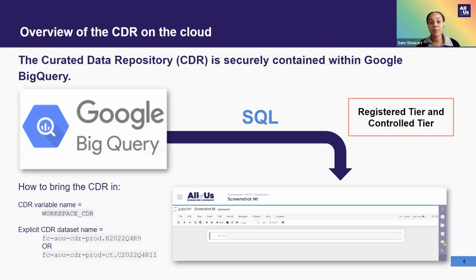The All of Us data I mentioned on the last slide is stored in a secure cloud-based platform via Google Cloud Platform. We call this data the CDR, or the Curated Data Repository, and it is stored within Google Cloud. So how do you get access to that data? BigQuery is a serverless data analytics platform, and the CDR is securely contained there. In order to interact with BigQuery, you'll need to use SQL. We understood that not everyone is savvy with SQL, so we created these point-and-click tools that I'm going to dive into today.